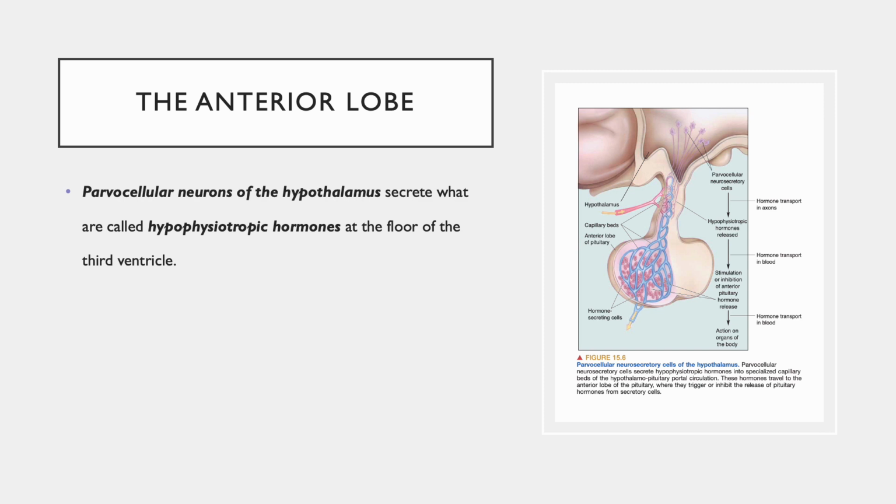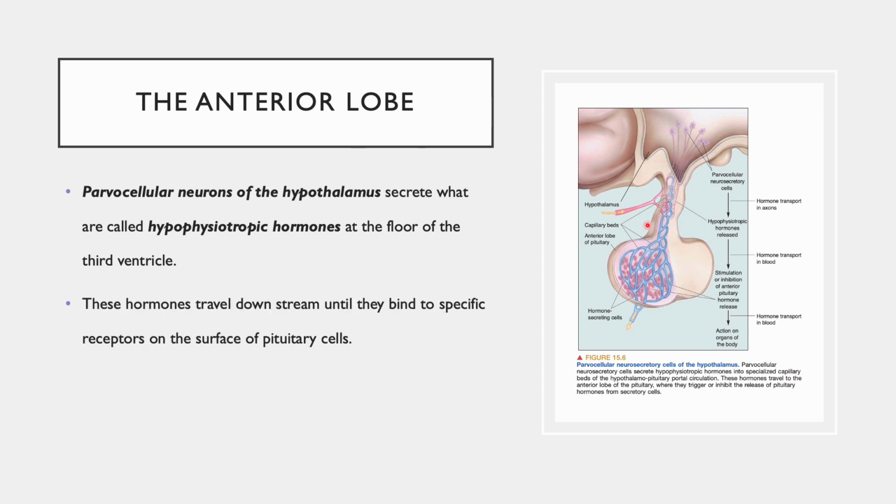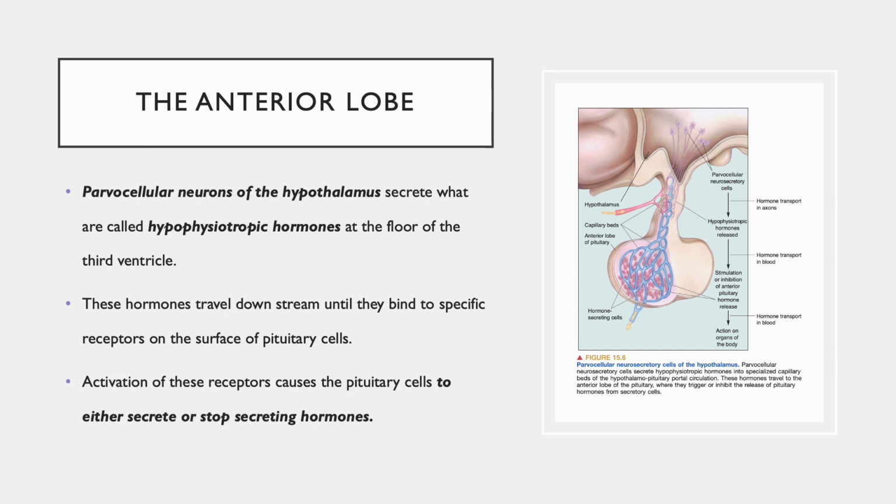Again, these parvocellular neurosecretory neurons that live in the paraventricular zone of the hypothalamus secrete something called hypophysiotropic hormones. These are secreted at the floor of the third ventricle. And eventually they make their way down to the anterior pituitary lobe, where they're going to bind to receptors on the pituitary cells. This is going to activate these receptors in the anterior pituitary to either secrete or inhibit the release of hormones into the bloodstream.